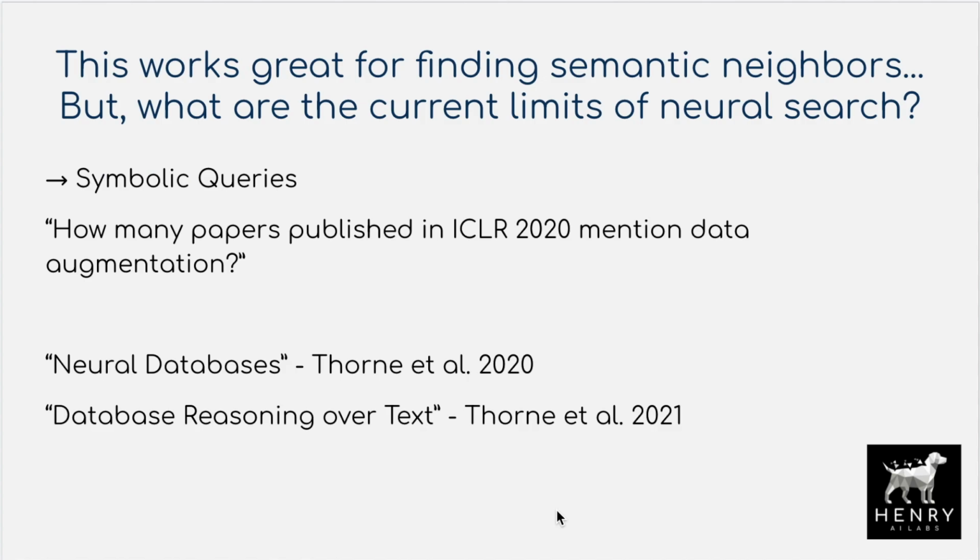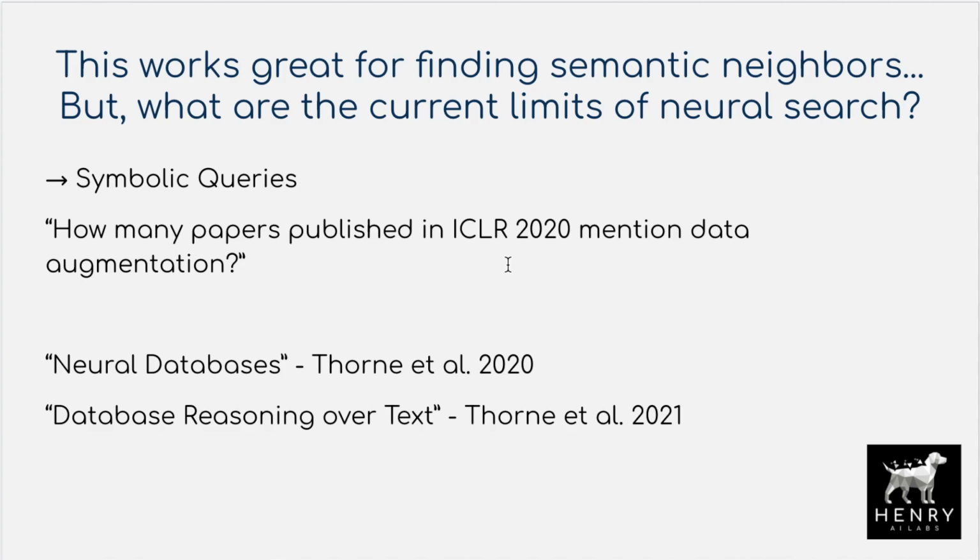Comparing vector distances from representations produced by deep neural networks is great at finding semantic neighbors, but it's missing some of the key functionalities enabled in symbolic querying systems. So I've been really excited about recent papers in deep learning like neural databases or database reasoning over text that are combining the functionality of symbolic queries with deep learning systems, and particularly deep natural language processing systems is a common area to study this in.